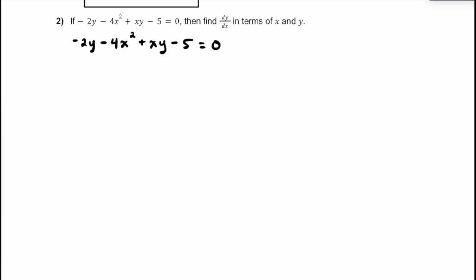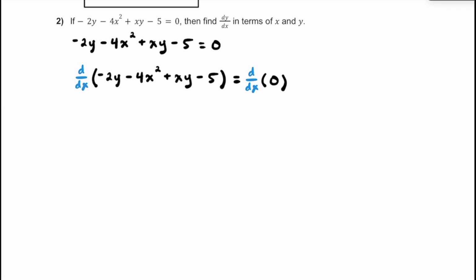So here is our original equation. Let's go ahead and start by differentiating both sides with respect to x. And that's going to look just like this, where we take d/dx of the left side of the equation, as well as taking d/dx of the right side of the equation.